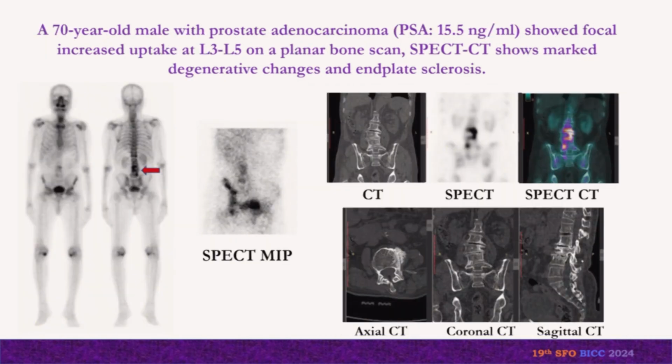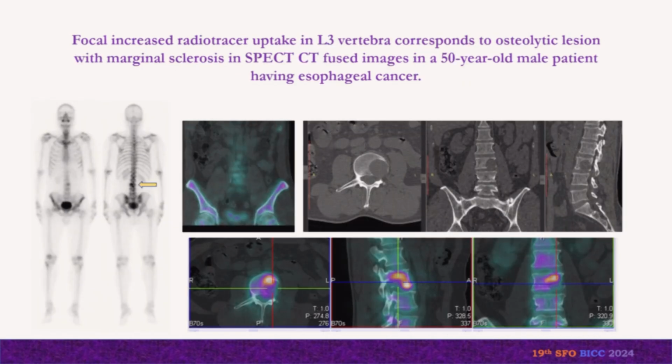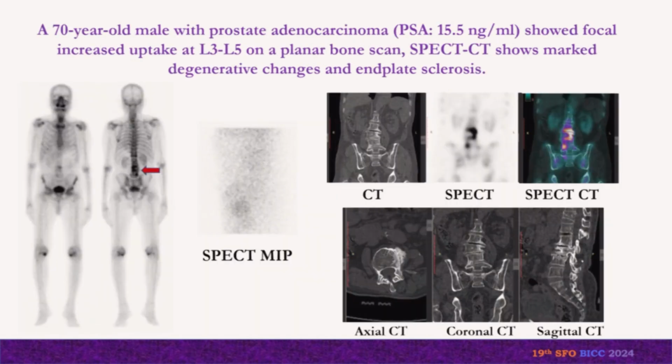The next case is a 70-year-old male patient with prostate adenocarcinoma showing focal radiotracer uptake on L3 to L5 vertebra on the planar bone scan, and SPECT CT shows marked degenerative changes and end plate sclerosis in the fused images.